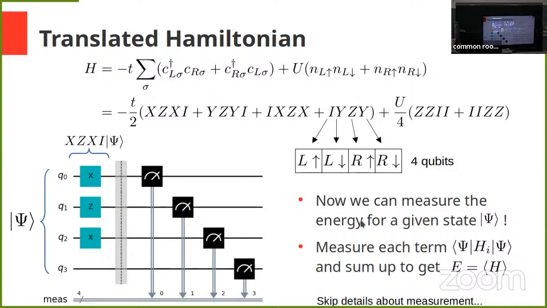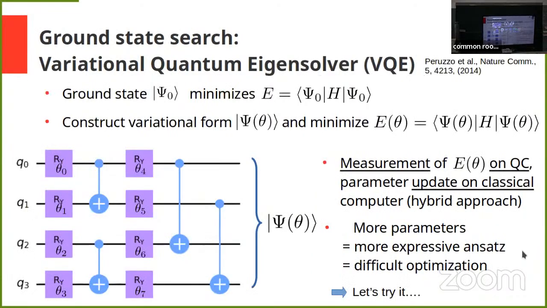So without going into the measurement details, now we have a way, for an arbitrary quantum state, to measure each term in the Hamiltonian, sum them up, and then we have the expectation value of the Hamiltonian, which means the energy. So after this translation of the Hamiltonian, we can measure the energy, and this allows us, of course, to find the ground state, because now we can do a variational procedure, which is also inspired by classical approaches.